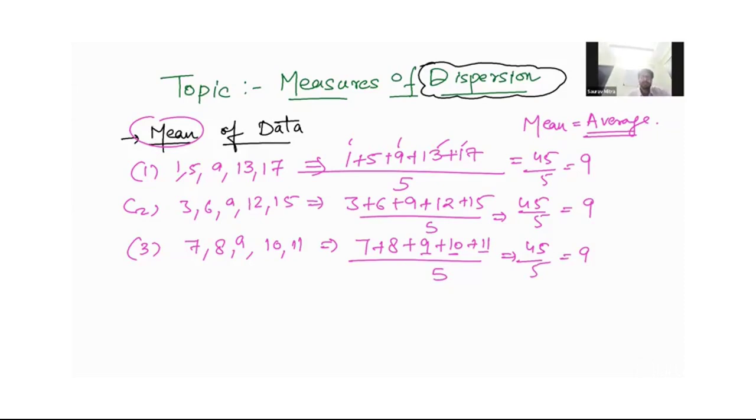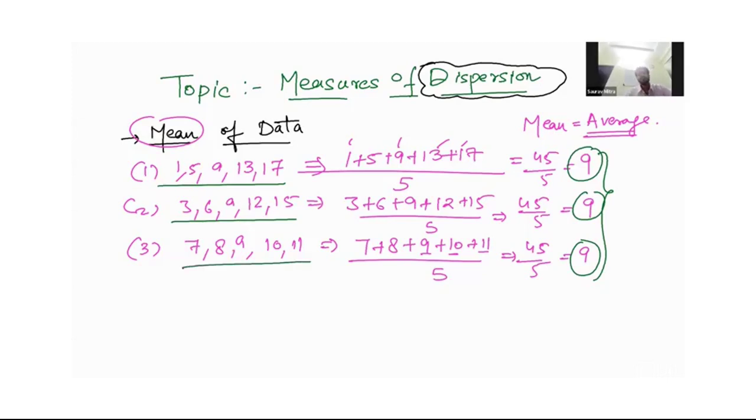In all these cases we have calculated the mean, and the mean comes out to be 9 in each case. So the average value of the given data is 9. By seeing the result, can we say that our data elements are around 9, just nearby 9? Can we say that?